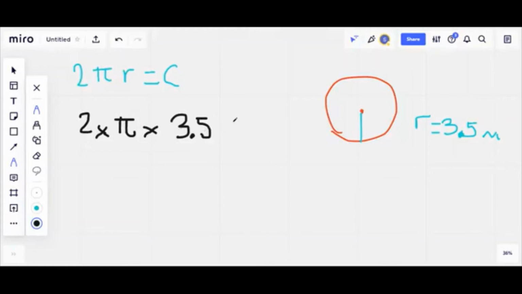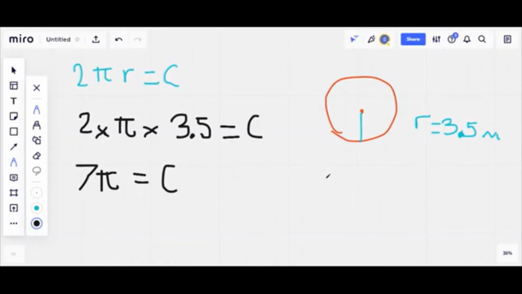And let's not forget the other side of our equation here is equal to c. I'm going to do 2 by 3.5 first because that's going to give us an easier value. So if we go 2 by 3.5, that'll give us 7. We've got 7 pi is equal to the circumference of the circle, which we're writing as c.